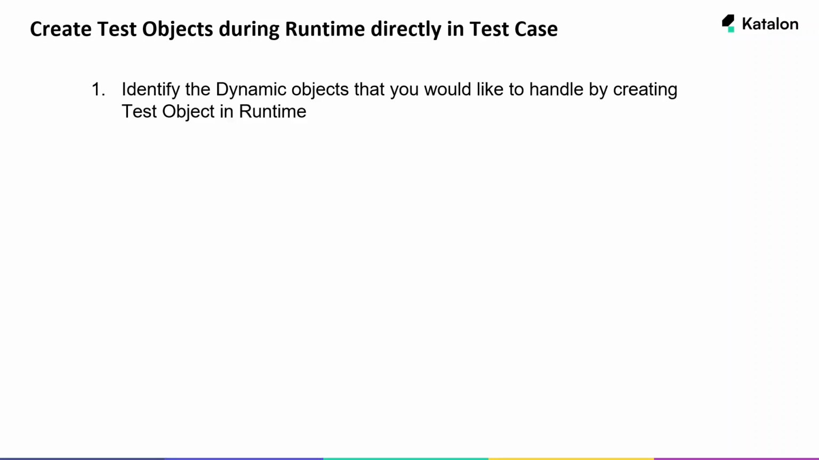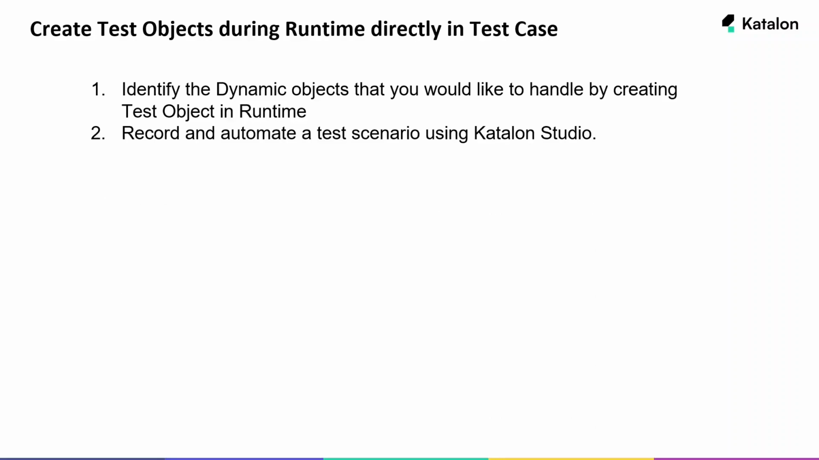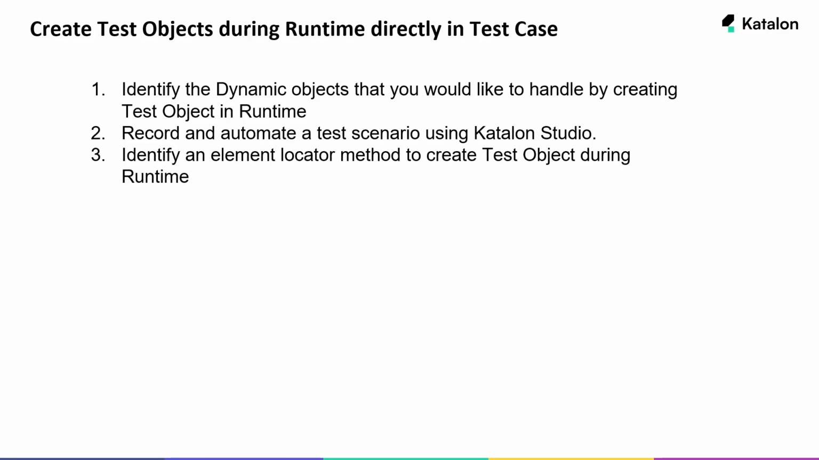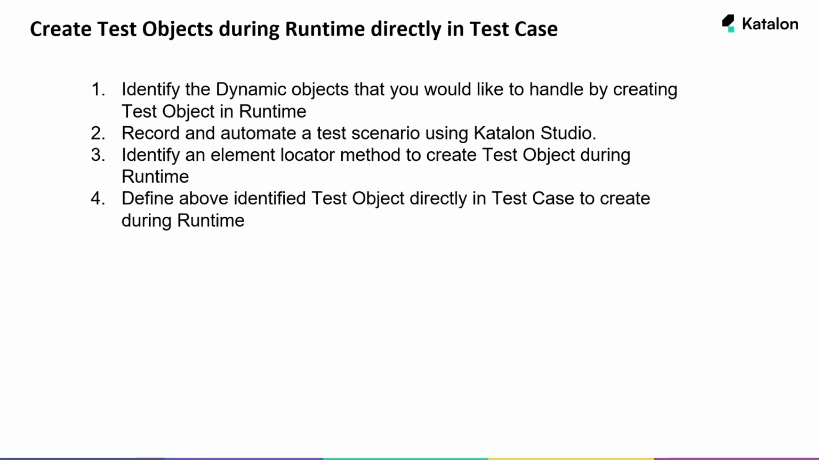First, we are going to identify the dynamic objects that you would like to handle by creating test objects in runtime. And then we are going to record and automate a test scenario using Katalon Studio. And our next step is to identify an element locator method to create test object during runtime. And then we are going to define the above identified test object directly in test case to create runtime object.